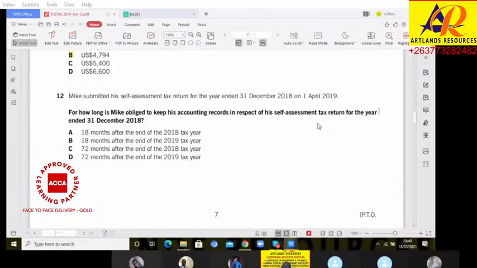I see submission date. I see due date. So when the period ends on 31 December, my records must be kept for 6 years from 31 December. So, for how long is Mike obliged to keep records? It's 6 years from period end. So the answer is C there.